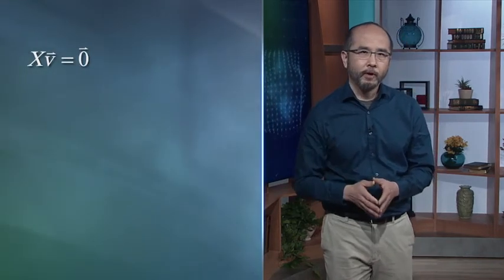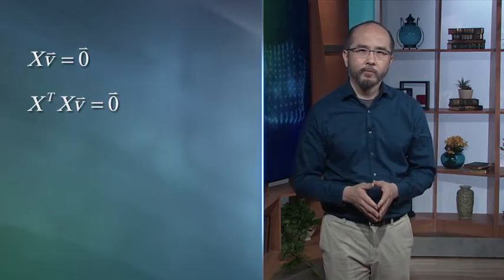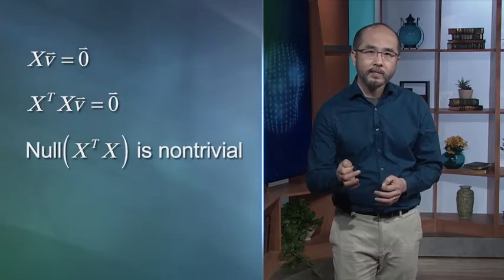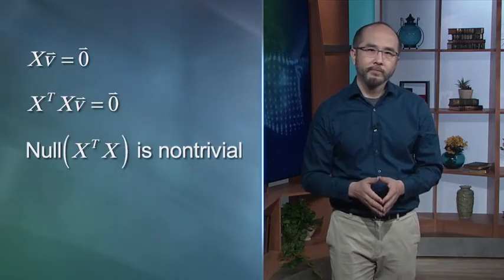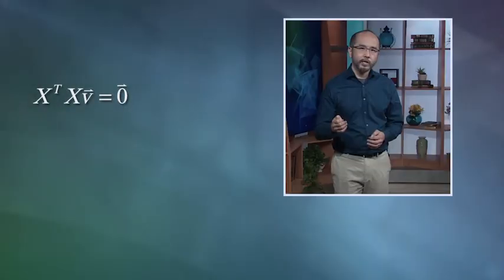Suppose the columns are linearly dependent. That means that there are coefficients that exhibit this dependency. So there's a non-zero vector v using those coefficients such that X times v equals 0. But that means X transpose X times v equals 0, which shows that X transpose X has a non-trivial null space. So by the invertible matrix theorem, it cannot be invertible.